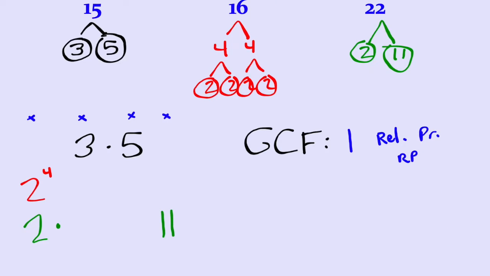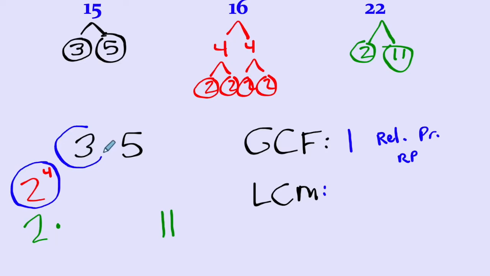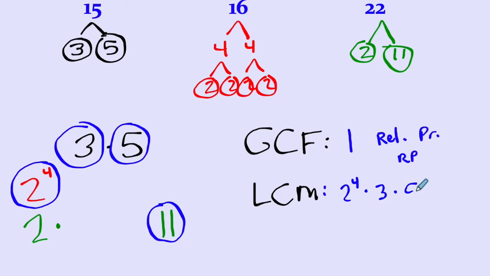Now let's take a look at LCM. Now remember, LCM, least common multiple, does not care whether the numbers are shared or not. It just cares about whether the numbers exist. Are there any 2s? Well, sure. Let's take the biggest 2. Are there any 3s? Yep. Let's take the biggest 3. Are there any 5s? Yep. Let's take the biggest 5. Are there any 11s? Well, let's take the biggest 11. The LCM is going to be the result of this multiplication.